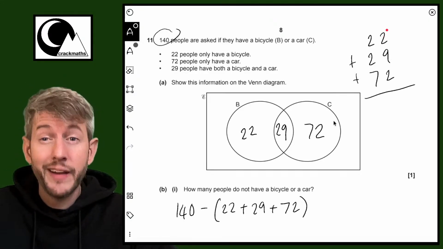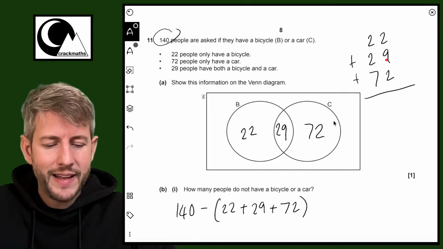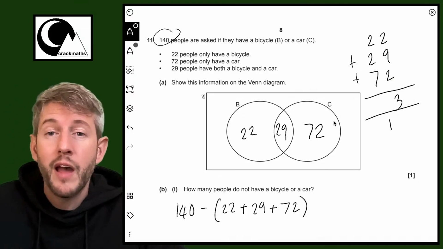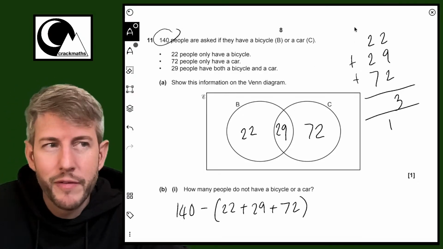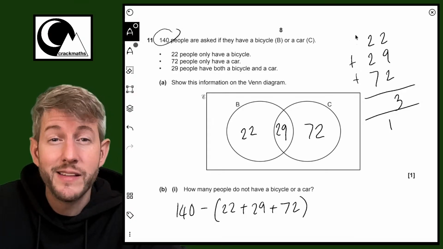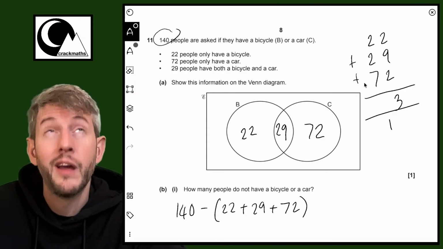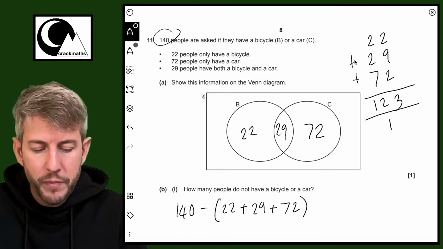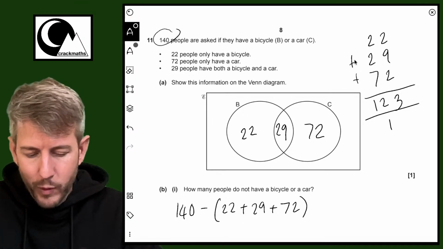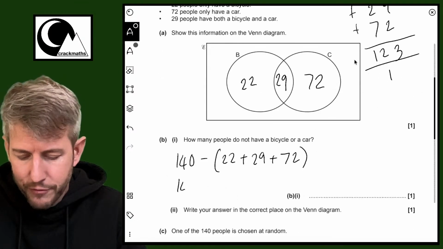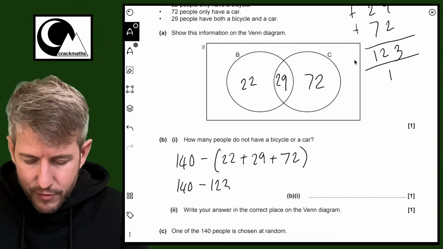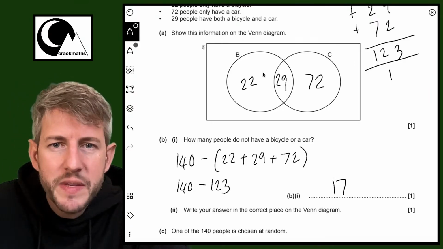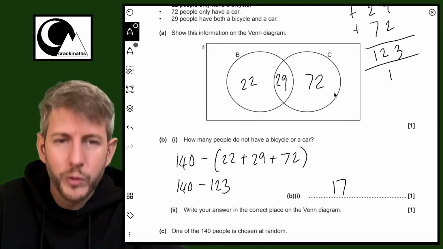So 2 add 9 is 11, and 11 add 2 is 13. So I'll put a 3 here and a 1 here. And then I'll do this next column. So next we have 2 add 2 is 4, add 7 is 11, add 1 is 12. So here we go. This group of people make up 123 people. So what we're looking for is 140 minus 123, and that will give us 17. Okay, so there should be 17 people who do not have a bicycle or a car.